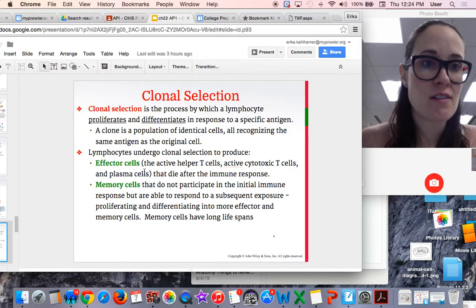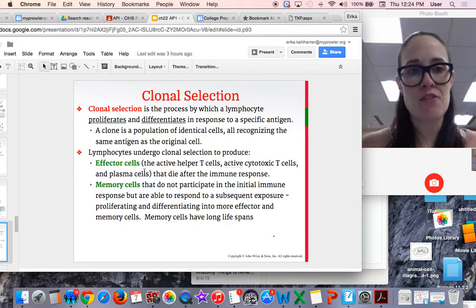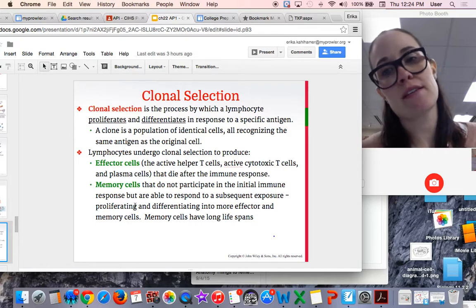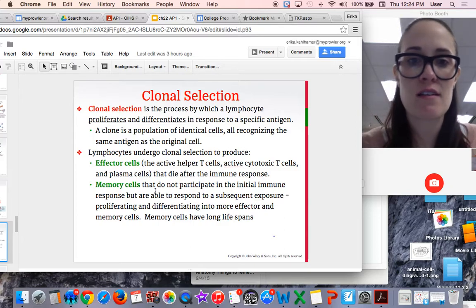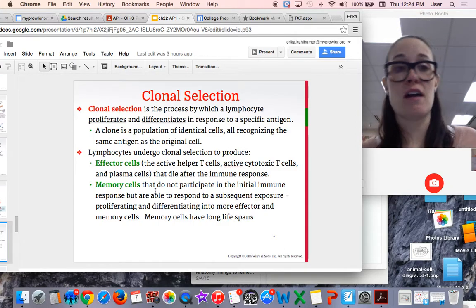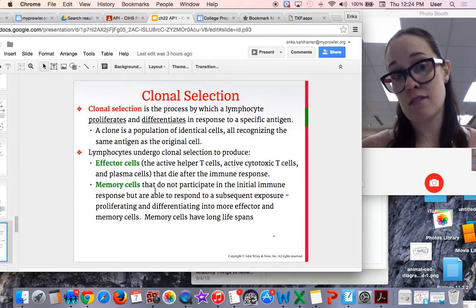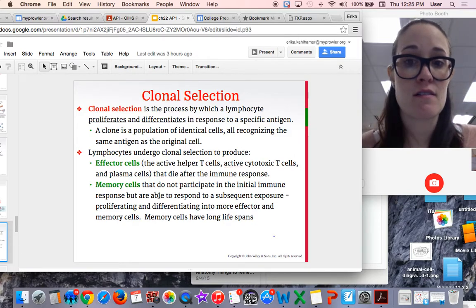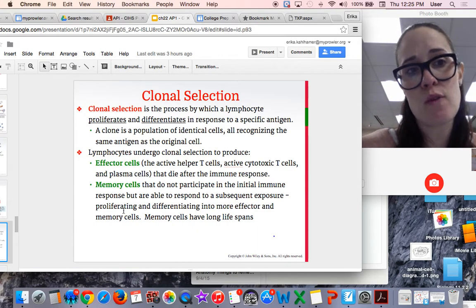All of the effector cells, after essentially your body has won the battle to defeat the bad pathogen that time, they die. They go away. The cells that don't die right away are called the memory cells. They don't participate in that initial or first immune response, but if you do come in contact with that antigen again, like if I ever come in contact with chickenpox again, because I've already had it, my body has memory cells that can already recognize it and mount an immune response quickly.